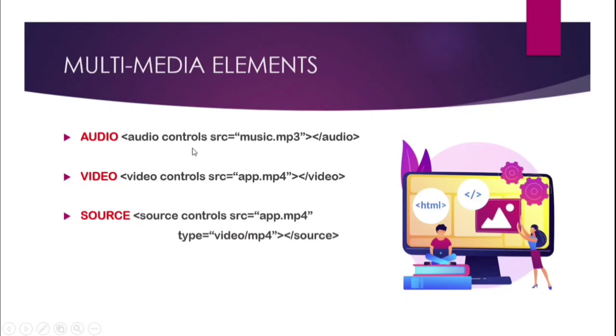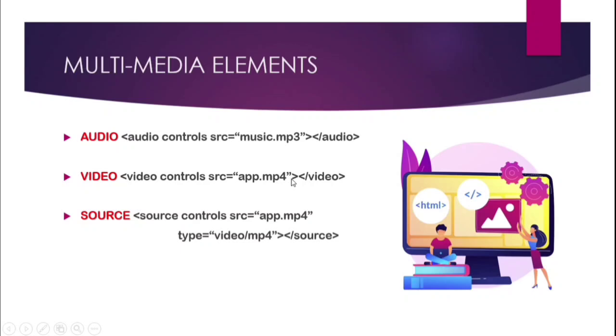Then you can add the controls to the audio tag. You can see the source src, where you have to mention the music name. Here you can see music.mp3. Then we have the video tag. It is similar to the audio tag, with controls. Then we have the source, that is app.mp4. Then we have the source tag.